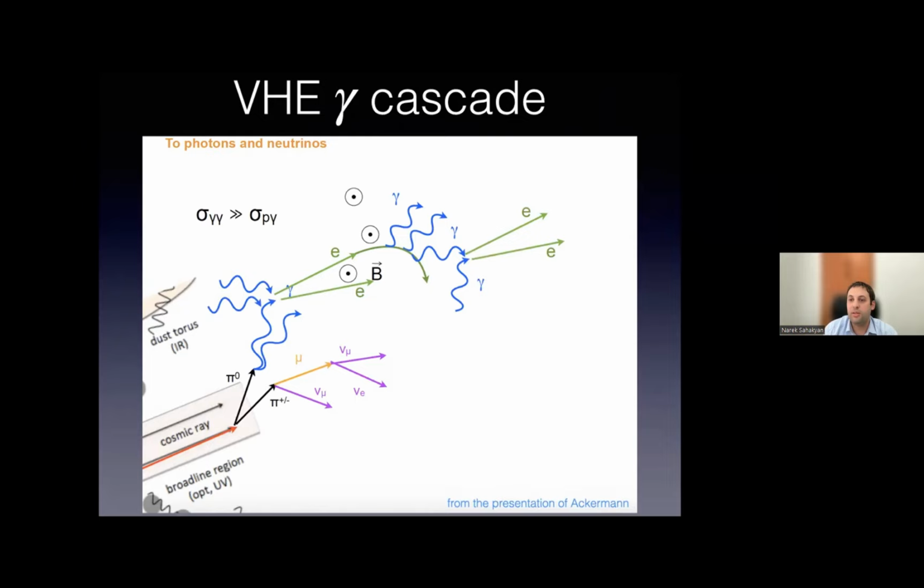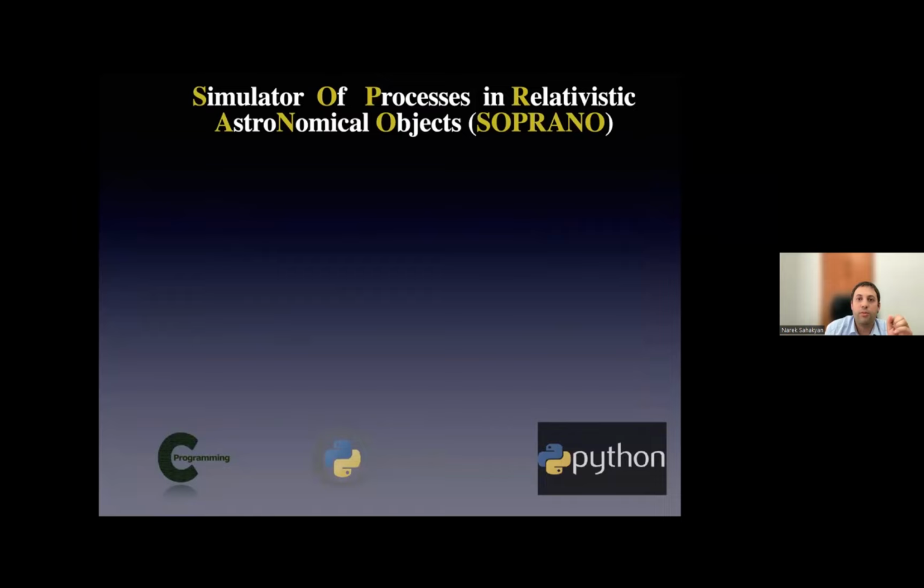So you are transferring the energy from the initial photons until it is below the threshold of gamma-gamma absorption, and then it escapes from the region. So you have non-linearity here. You cannot simply take the spectrum of initial particles and easily obtain the spectrum of the produced particles. You have a cascade that should be followed and computed. For this reason, we developed this code called SOPRANO, the Simulator Of Processes in RelAtivistic asTrophysical Objects. This is a Python and C-based, time-dependent, numerical, self-consistent code.